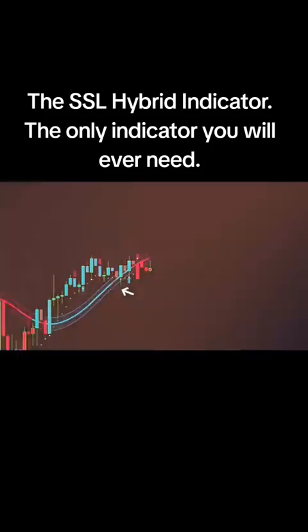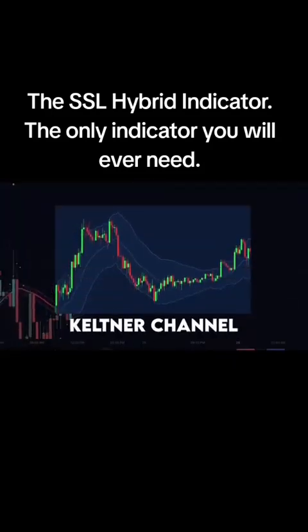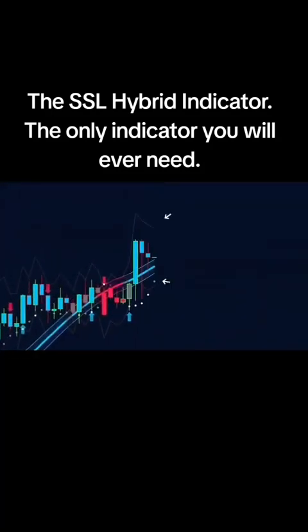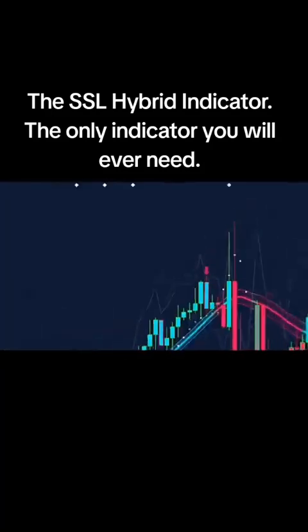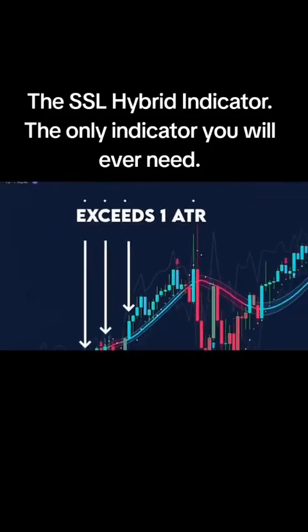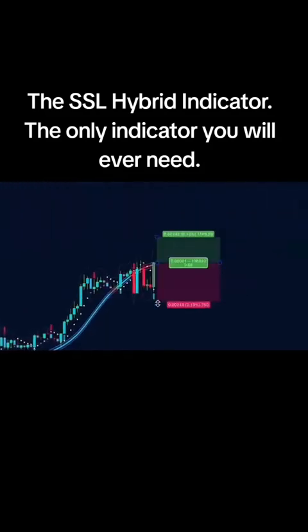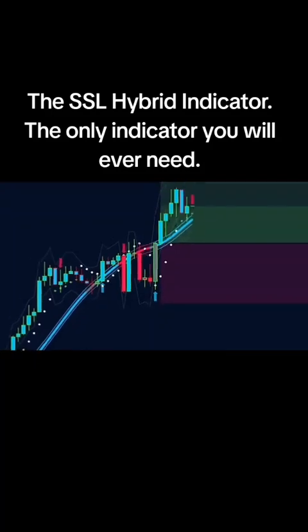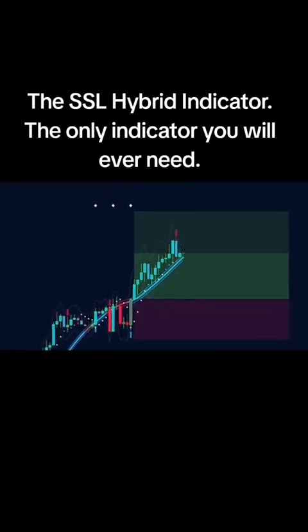But that's not all. This indicator also includes Keltner channel integration for in-zone market conditions. It has ATR bands that automatically adjust to volatility, and diamond signals that only appear when the candle size exceeds 1 ATR, filtering out weak moves. And the best part is, it's designed with non-repaint functionality, so once a signal appears, it stays there and doesn't disappear after you enter a trade.